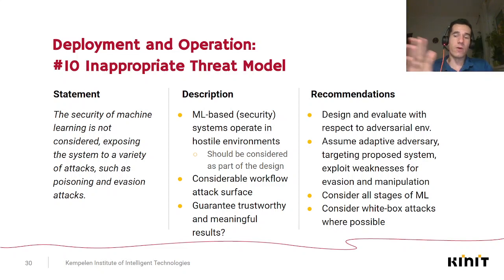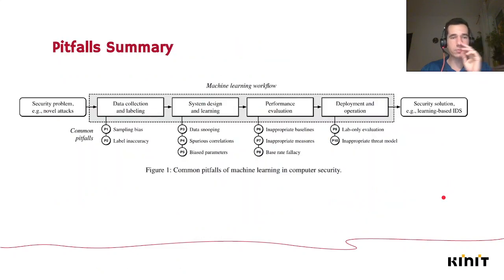And of course, white box attacks, which we'll talk about briefly in the next slides, mean that the attacker will know the full information about the model. So the attacker would know what machine learning model the security system uses, even what the hyperparameters are, and so on. So those were the 10 most common pitfalls of machine learning research in cybersecurity during all 4 stages of the machine learning workflow.